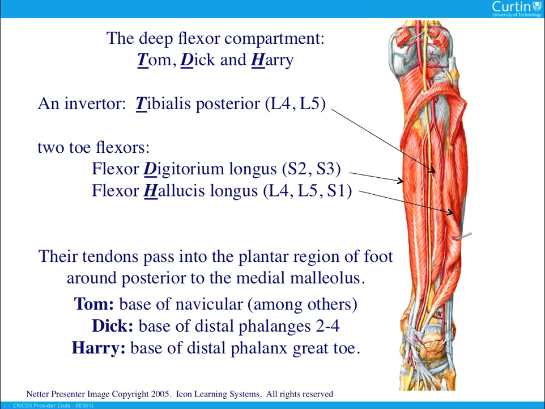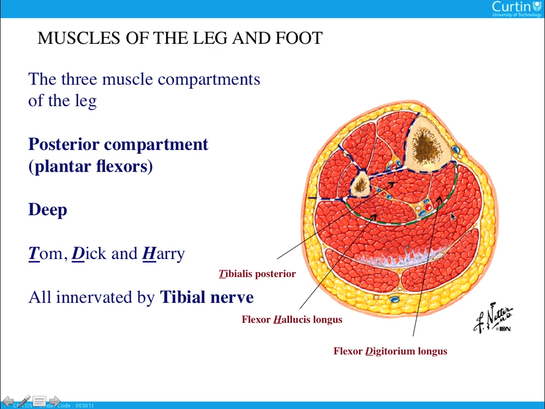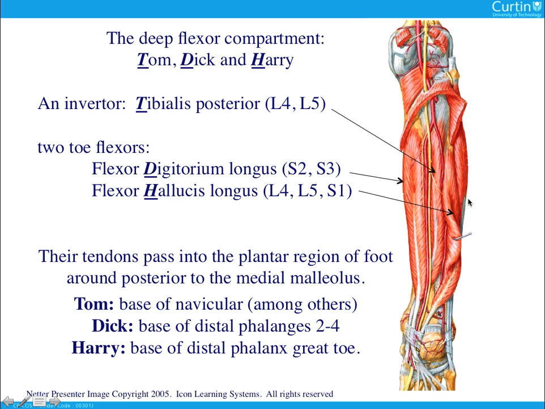Flexor hallucis longus. How are you going to identify this? Well, it has its proximal attachment at the fibula, and you can see that here. Here rather. And here's the fibula. So flexor hallucis longus has its attachment to the posterior aspect of the fibula. And here it is. It's going to go down, and these tendons have a really weird arrangement, but it's going to go down and it's going to flex the interphalangeal joint of the big toe, of the great toe, of the first toe, whatever you want to call it.